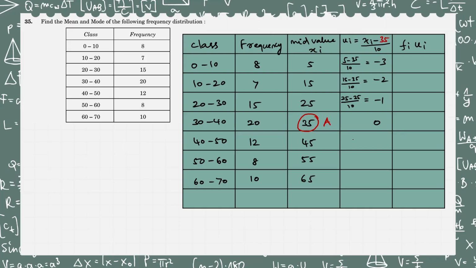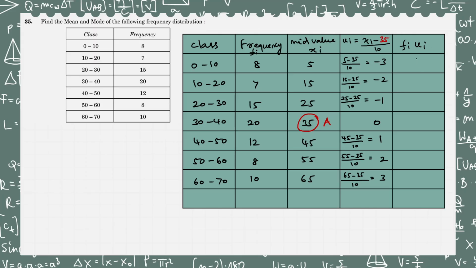So 0 we will get. And for the next row, (45 minus 35) by 10 will be 10 by 10, 1. For the next row, (55 minus 35) by 10 will be 20 by 10, 2. And for the next row, (65 minus 35) by 10 will be 30 by 10, 3. So we are ready with the ui values, and frequencies also we have here, the fi's.